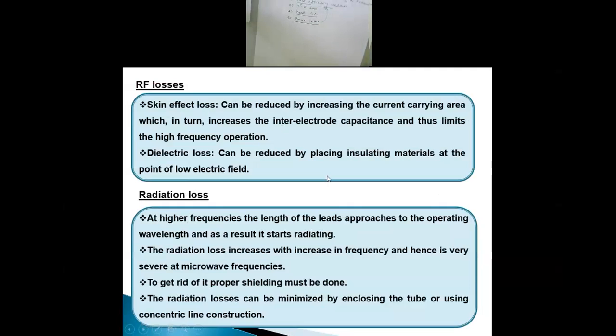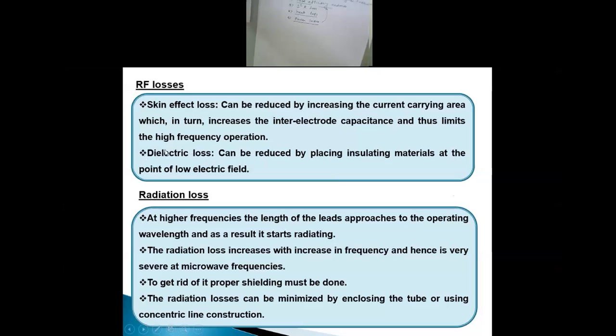Now, to avoid it, we need to consider the general Klystron tube, which will work at high frequency. There are RF losses, that is, I square R losses. That is nothing but skin effect loss, or a dielectric loss. The skin effect loss can be reduced by increasing the current carrying area, which in turn increases the inter-electrode capacity.